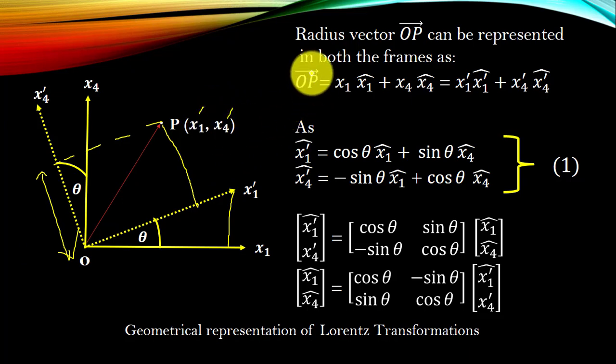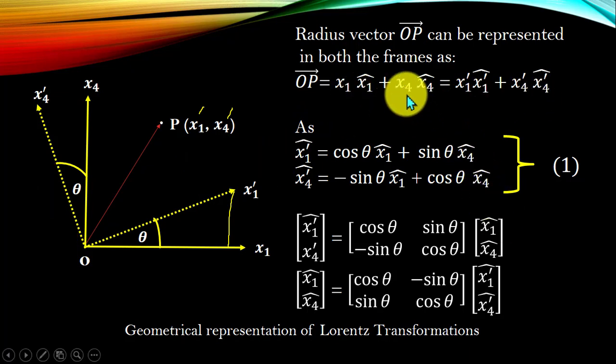So we can write vector OP in the x1 prime x4 prime frame of reference as, the coordinates are x1 prime along the direction x1 prime cap, and similarly the coordinates are x4 prime, this much, along the direction x4 prime cap. So this is how this vector is represented in both the frames of reference. So now let's substitute the values of x1 cap and x4 cap here.